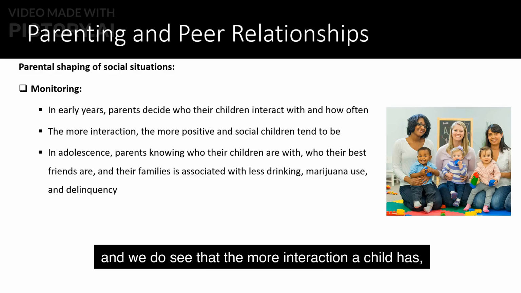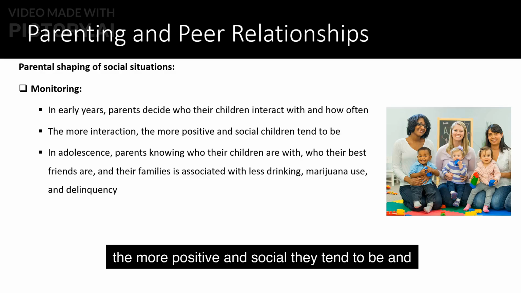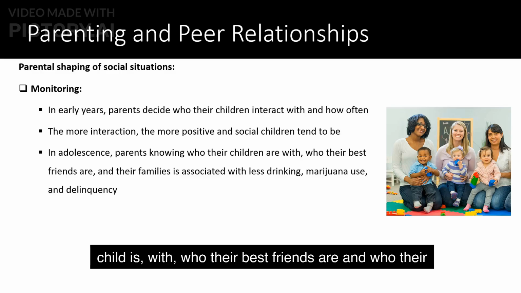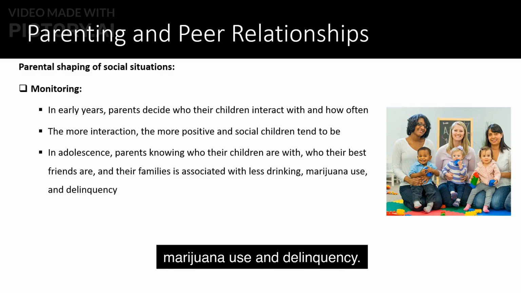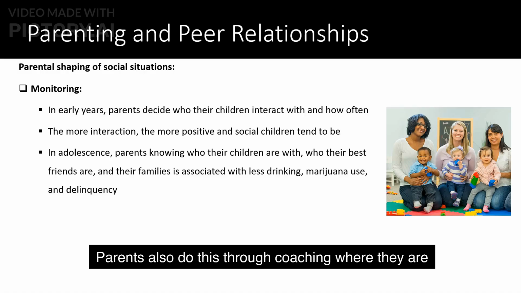And we do see that the more interaction a child has, the more positive and social they tend to be. And monitoring is important even into adolescence because we see that when parents know who their child is with, who their best friends are, and who their families are, is associated with things like less drinking, marijuana use, and delinquency.